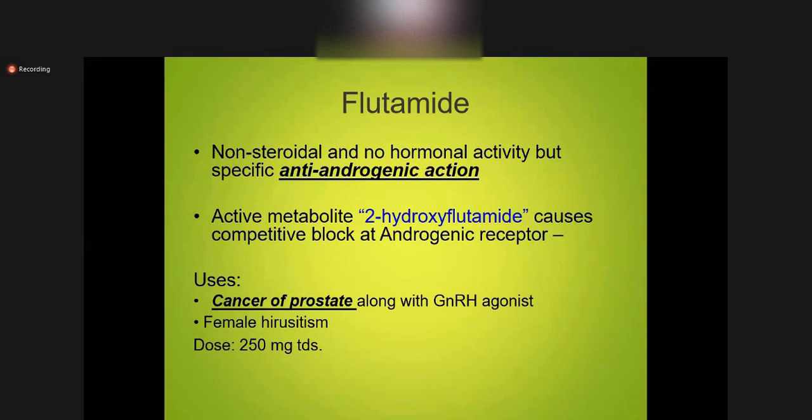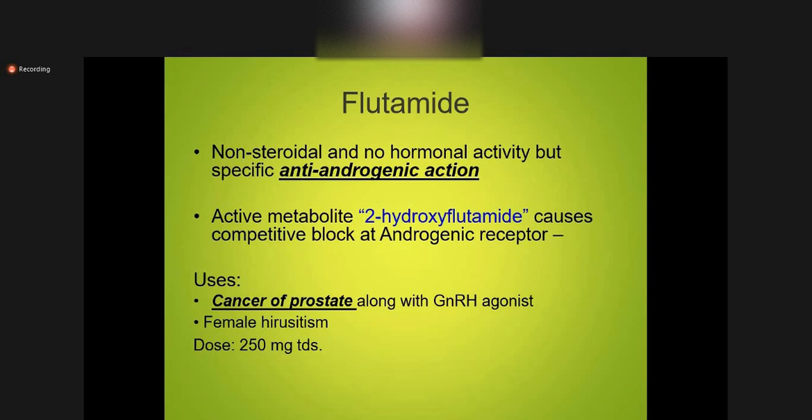So in CA prostate, we use flutamide, because prostate hypertrophy is related to the level of testosterone or androgen. So if the prostate is hypertrophied or has cancerous changes, you can stop this by inhibiting it with an anti-androgen drug. So CA prostate, flutamide.